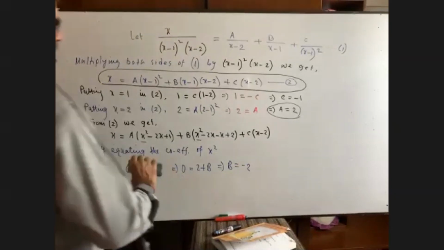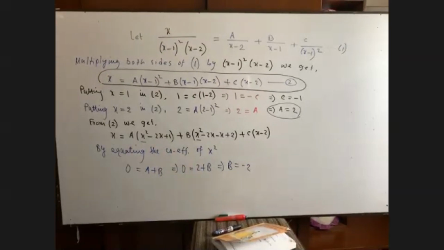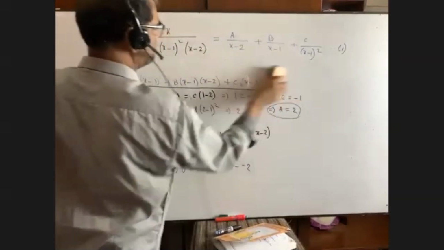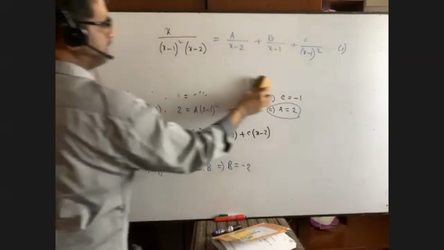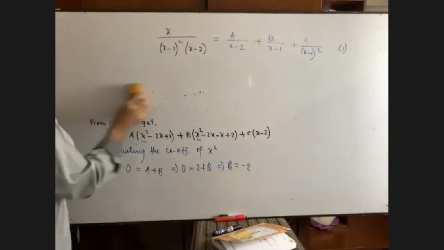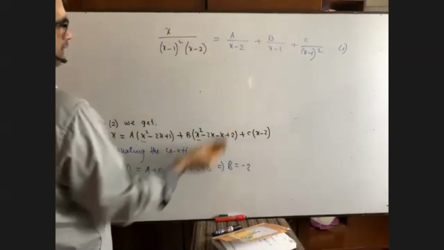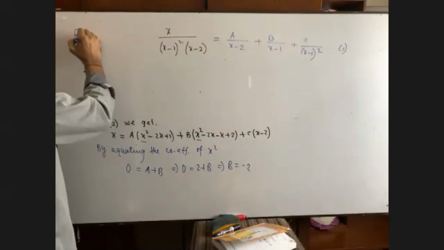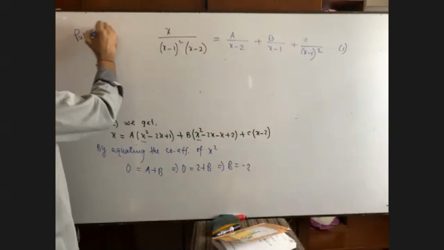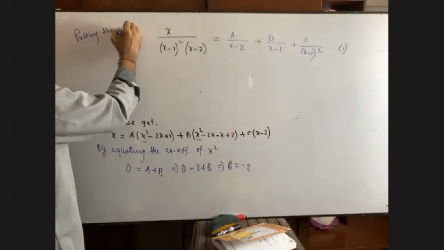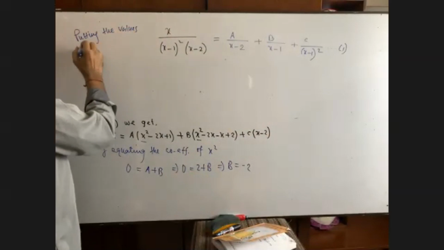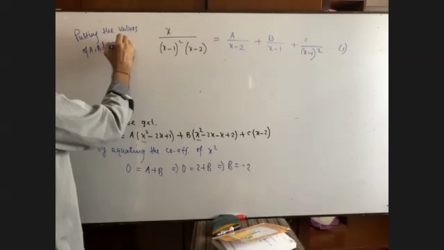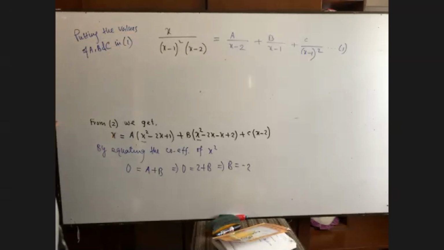So you see we have got all the values of a, b and c. Now after that you have to write: putting the values of a, b, c in 1 we get.